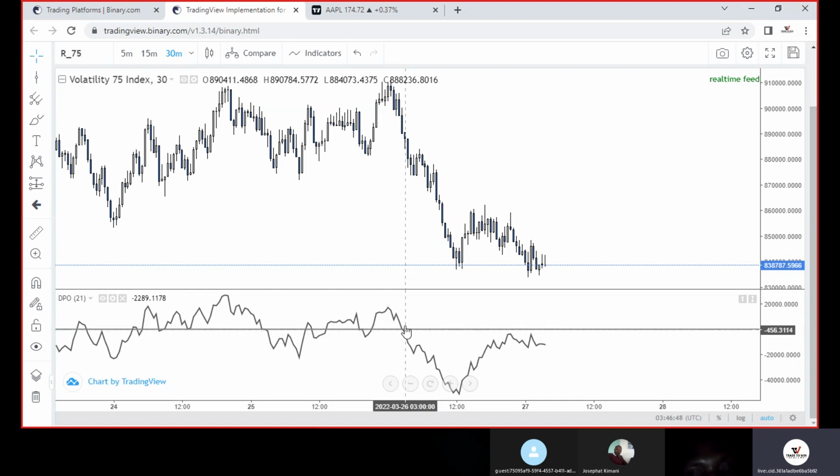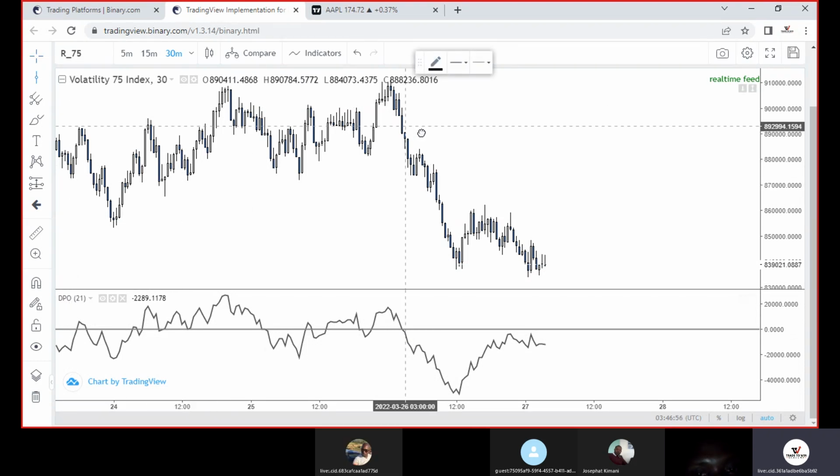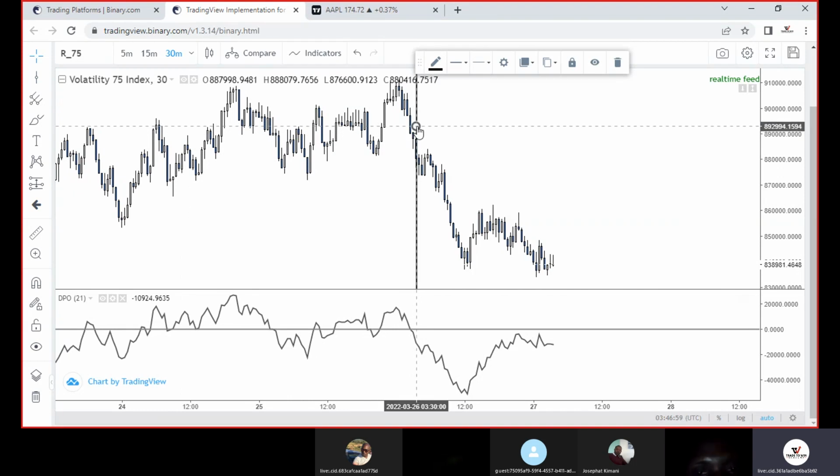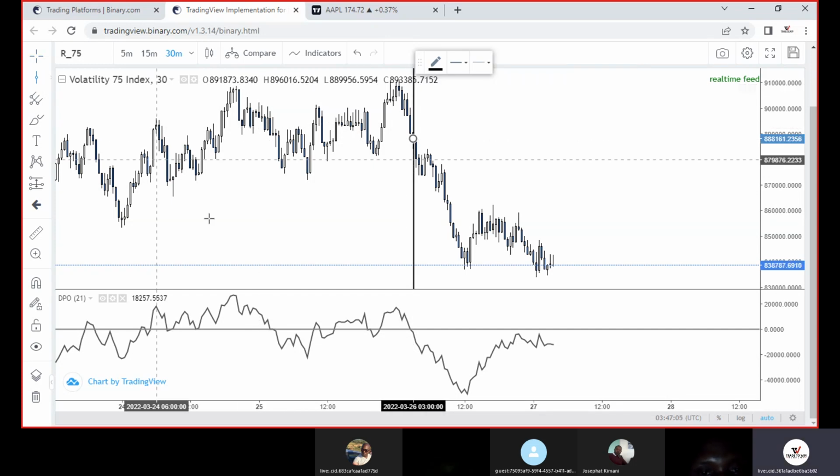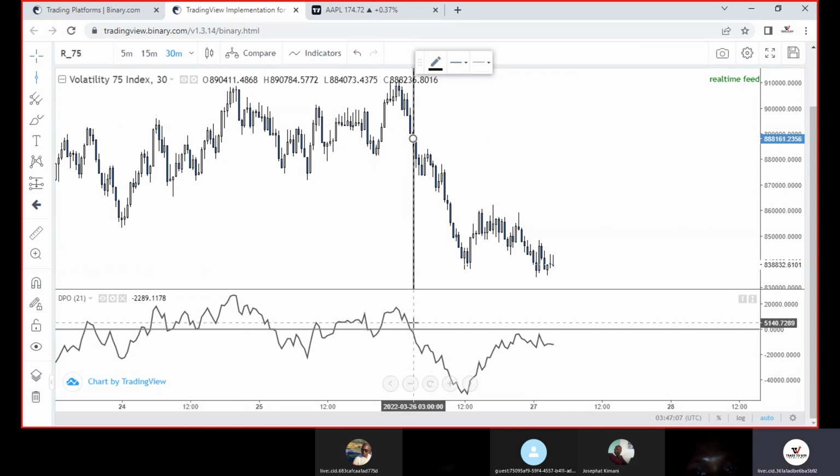Now this is the point where we have the detrended price oscillator, which is our indicator on this chart, telling us to take a sell at this point. Let me mark it. So now take note of this level we have marked.